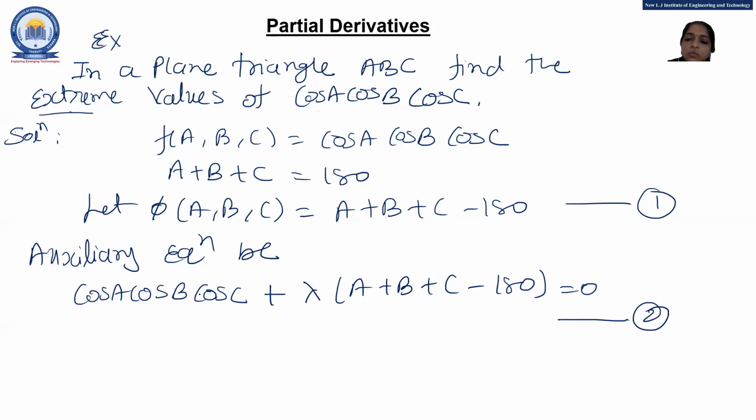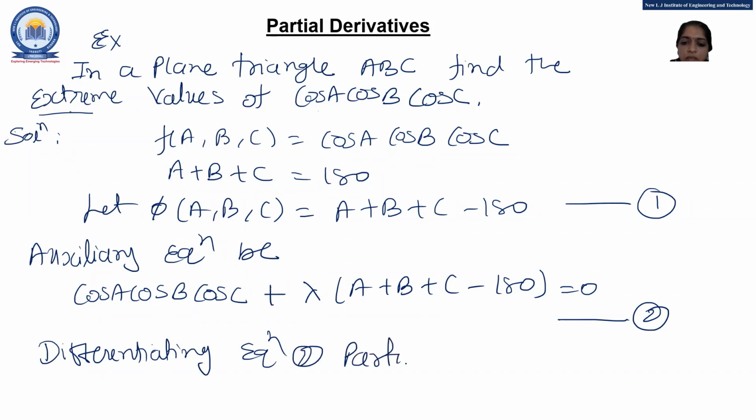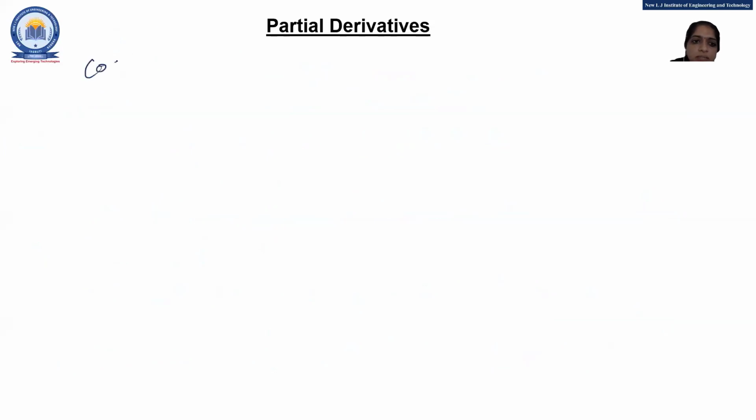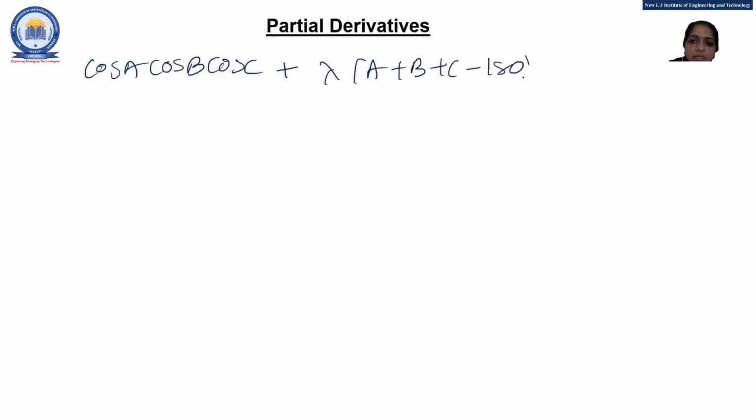Now we are going to take the partial derivative of equation 2 with respect to A, B and C, that is, differentiating equation 2 partially with respect to A, B and C. Okay, so again I am writing cos A cos B cos C plus lambda times (A plus B plus C minus 180) equal to 0, right? This is our equation 2.